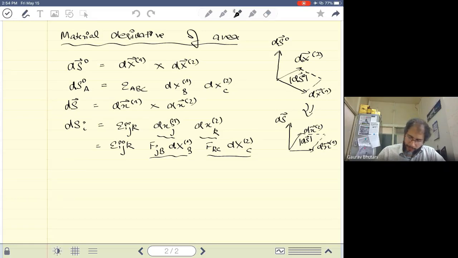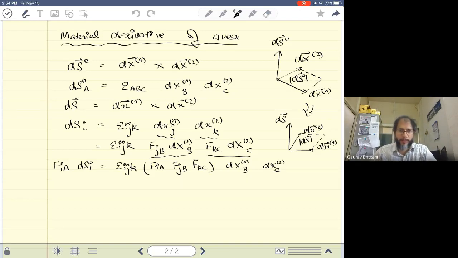Just to make the algebra a bit more convenient. So on the left hand side we'll now multiply by Fia, and on the right hand side we'll just move around the terms because it's index notation, so the order does not matter. So we have Fia, Fjb, and Fkc. You can see the choice of indices, because we are used to writing A, B, C and I, J, K in this order, so we have a nice ordering here. And then we have dX1b and dX2c written on the right hand side. Okay, so this is the whole expression that we have here written for Fia dsi.